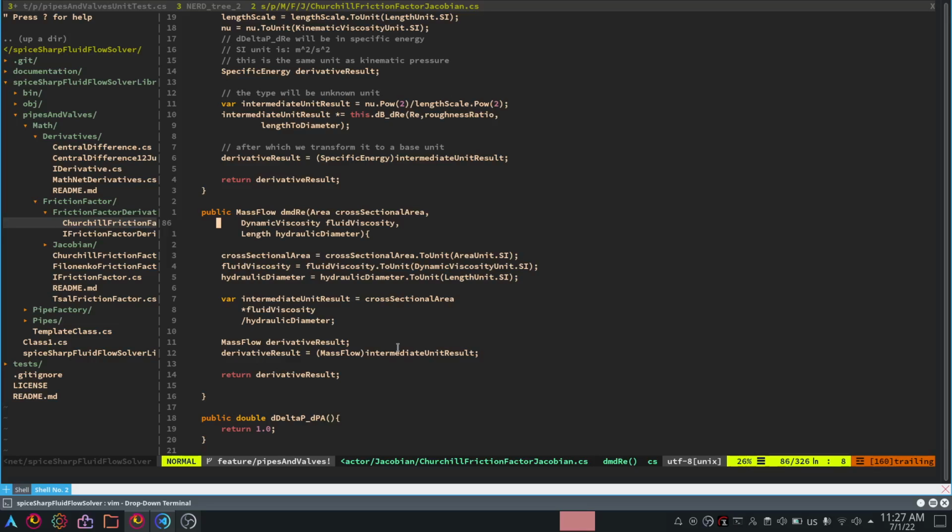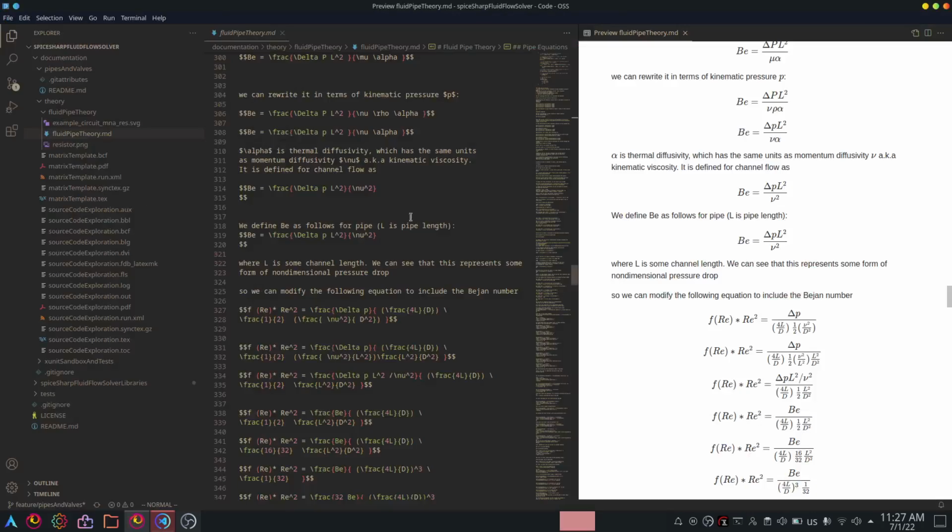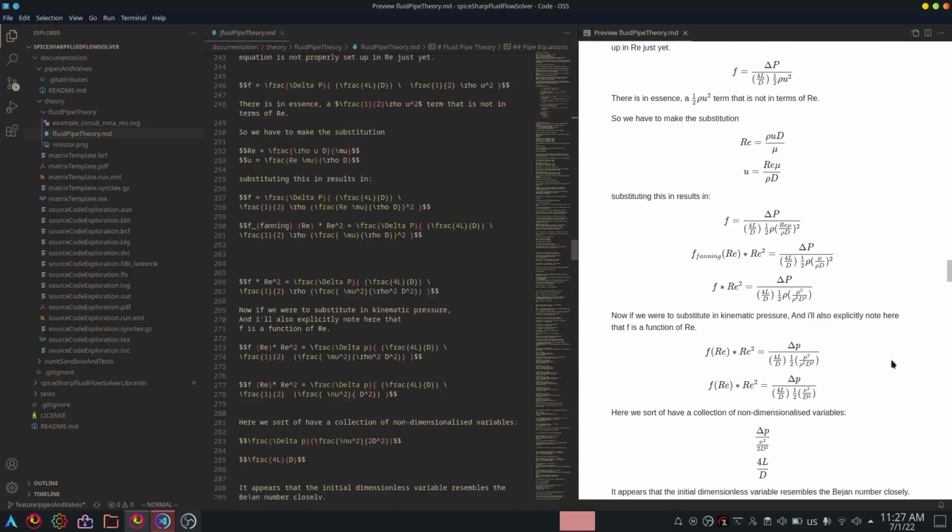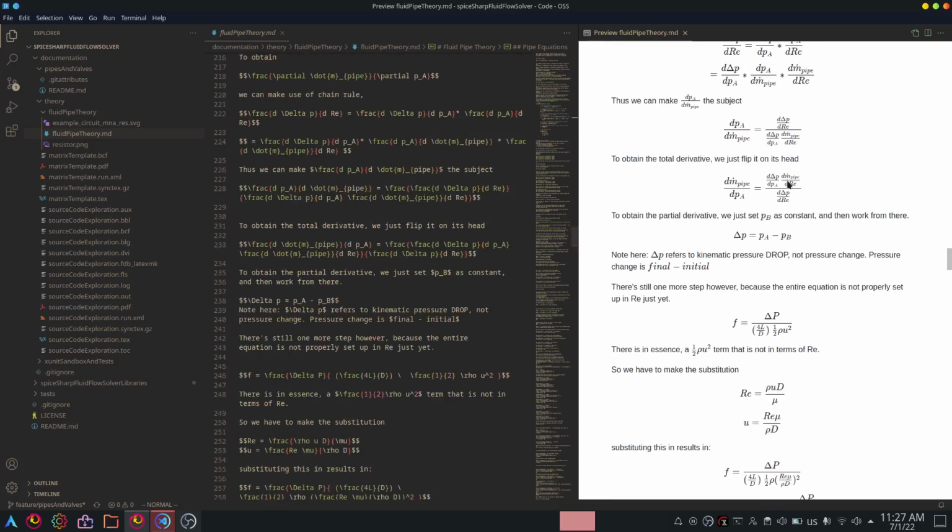Maybe a good idea to put a readme file here that tells people why I calculate things this way. Anyway, that's what the dm/dRe is there for. The dm/dRe is here, and then we just need to calculate the other derivatives as we do the chain rule thingy.